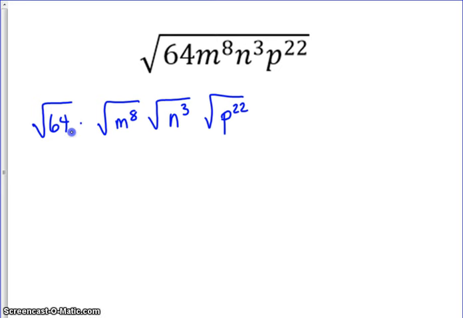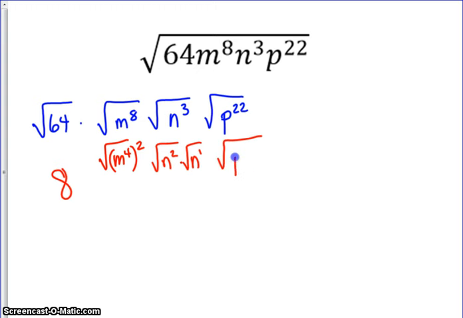Alright, so once it's broken up, we can work on each piece. Square root of 64 is 8. This is m to the 4th to the 2nd. This is going to be the square root of n to the 2nd times n to the 1st. And this is going to be the square root of p to the 11th squared. So put this 8 down here. So what we have is now we can simplify each piece.